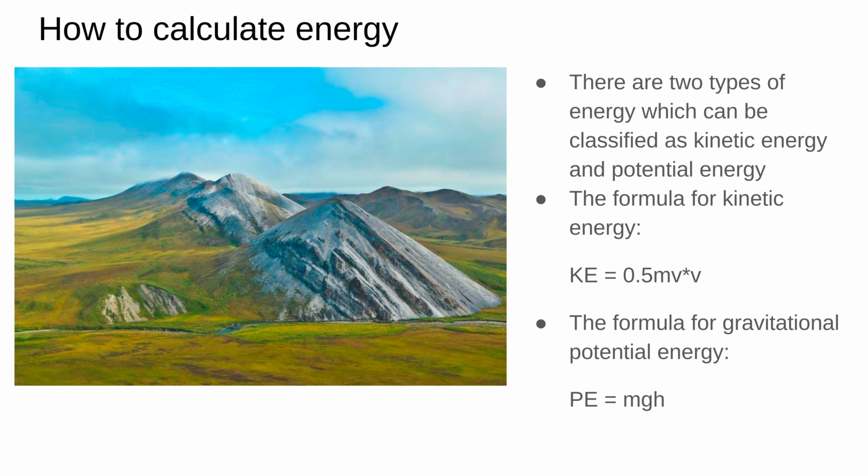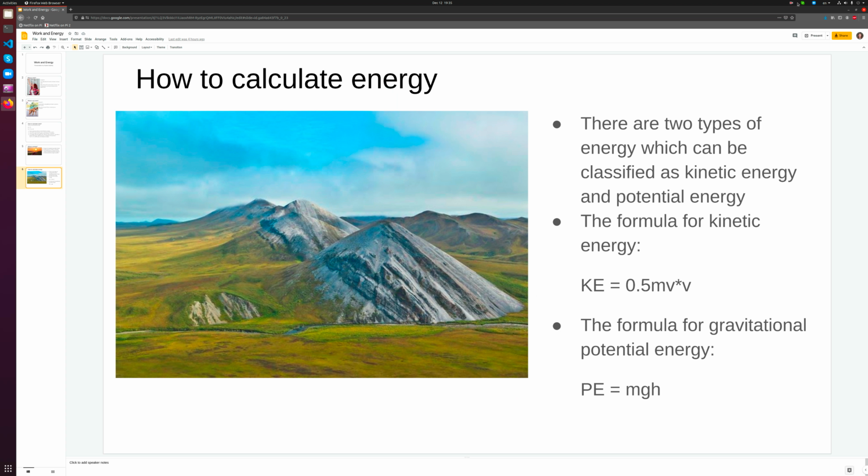And the formula for potential energy, but only gravitational potential energy. Why is it only gravitational potential energy? Because it's associated with gravity. PE is mgh. Okay. Thank you. Bye.